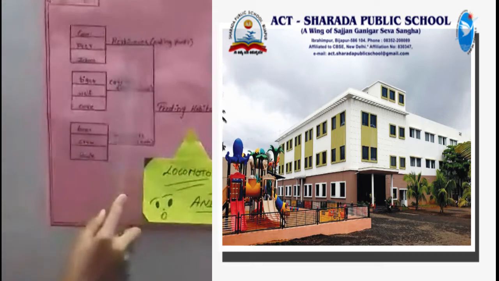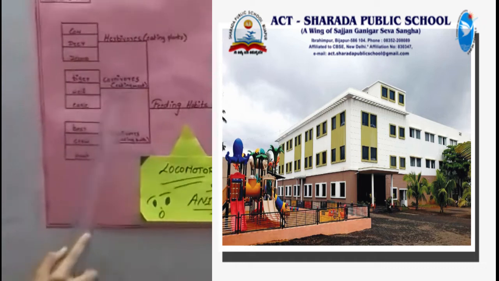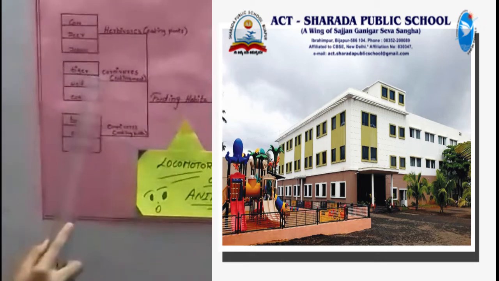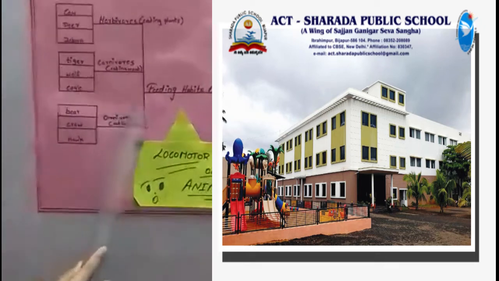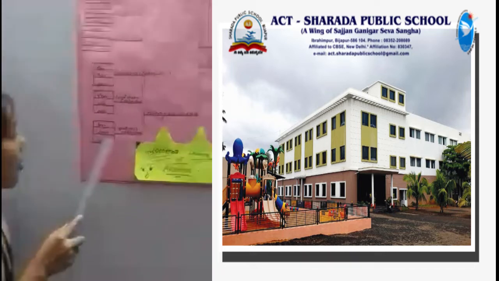So for the herbivorous, the examples are cow, deer, and zebra. And in the carnivorous, the examples are tiger, wolf, and eagle. And in the omnivorous, the examples are bear, crow, and hawk.